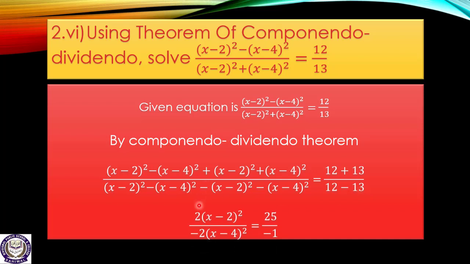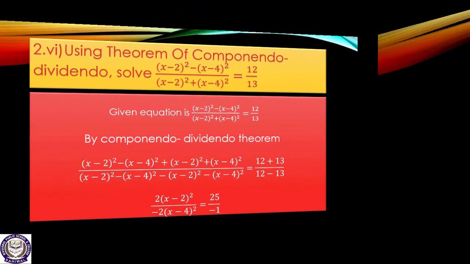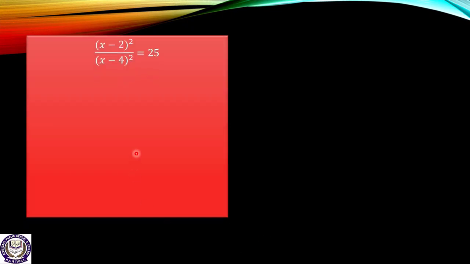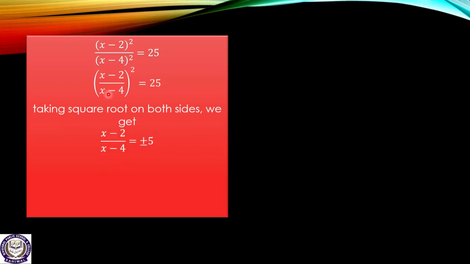After simplification, we get 2(x - 2)^2 over -2(x - 4)^2, which is equal to 25 over -1. On simplification, we get (x - 2)^2/(x - 4)^2 is equal to 25. Or we can write it as ((x - 2)/(x - 4))^2 = 25. Taking square root on both sides, we get (x - 2)/(x - 4) is equal to plus minus 5.